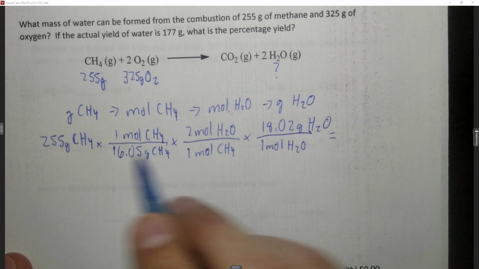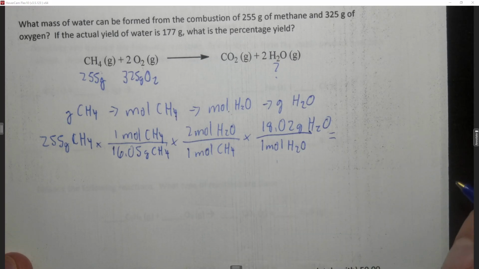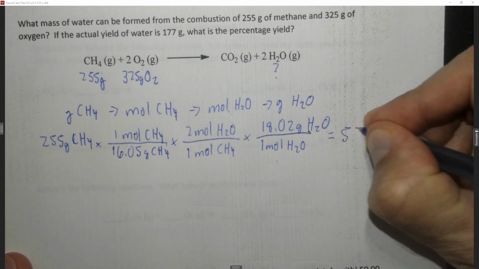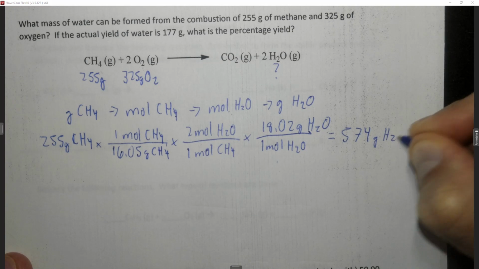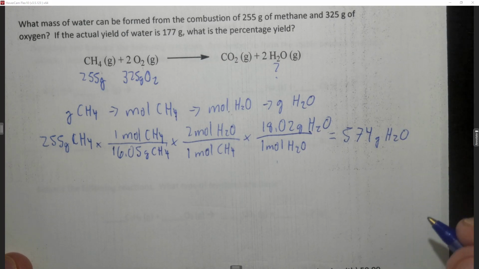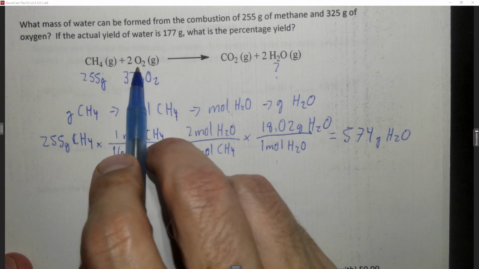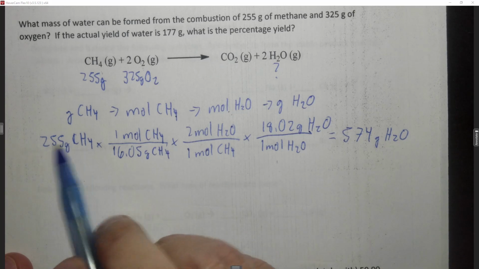Multiply by the top, divide by the bottom, multiply by the top, divide by the bottom, repeat until the end. And what we find is that if we use all of our methane, we can make 574 to 3 sig figs grams of water. Now what we need to do is figure out how much we can make with all of our oxygen. Note that after we make 574 grams of water, all of our methane is gone.